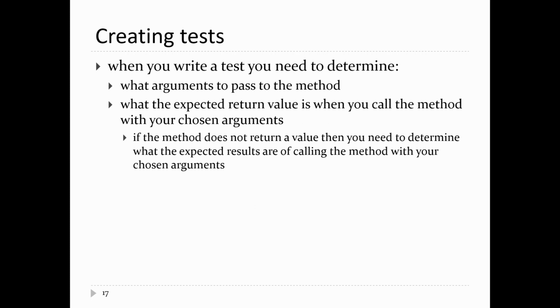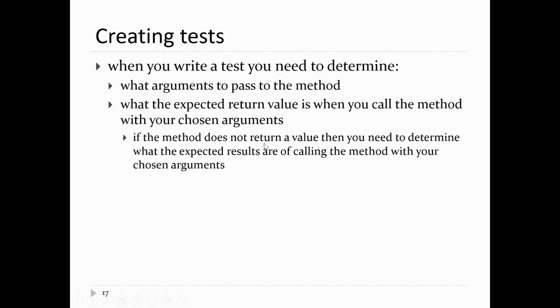Okay, so when you make a test, what do you need to do? You're going to run a method. So that means you have to choose whatever inputs the method requires. You're going to pick some arguments to pass to the method. So for max2, we're going to pick 2 values to call max2 with. You're then going to determine what is the expected return value when you call the method with the arguments you chose in this step here. So if I call max2 with the values 2 and 5, I expect the answer to be 5.